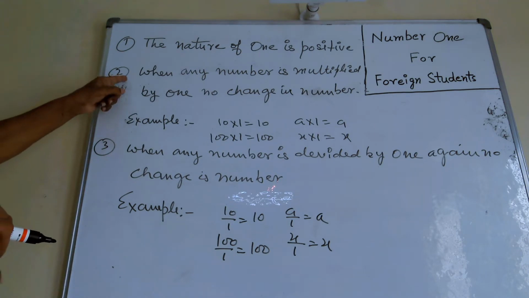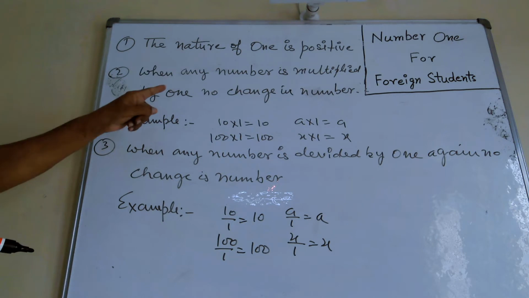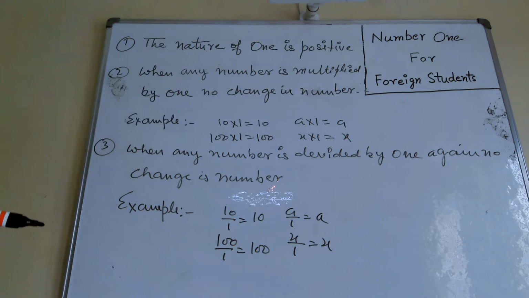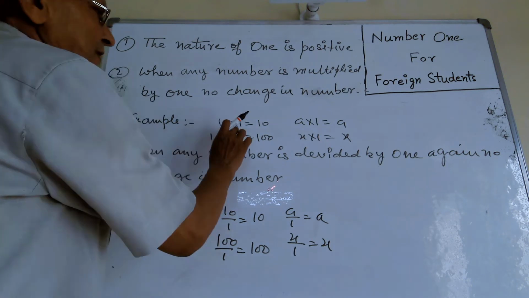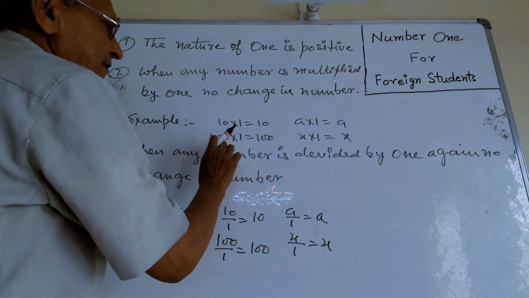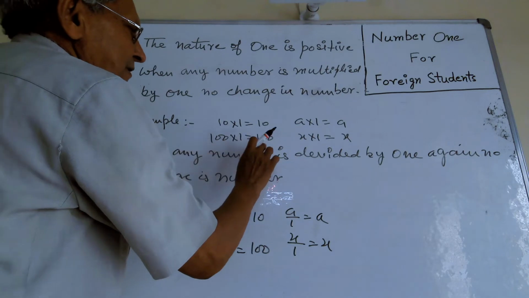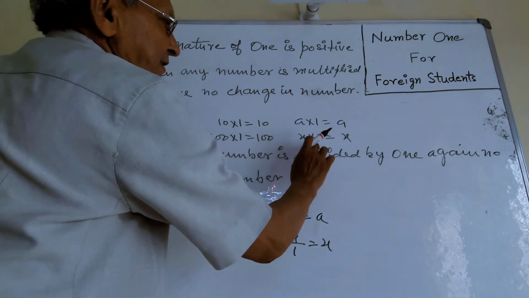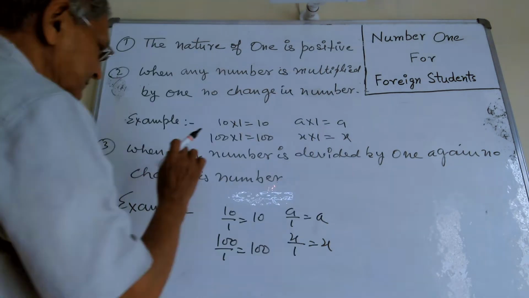Example, you see here. When any number is multiplied by 1, there is no change in the number. You see here, 10 multiplied by 1 is 10. 100 multiplied by 1 is 100. And the variables also remain the same.